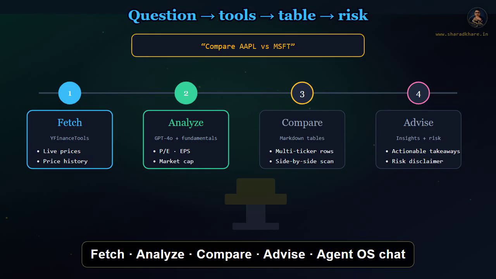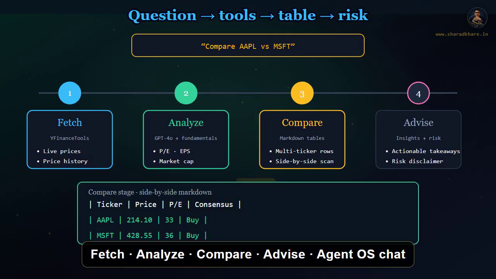On the screen, Agent OS gives you a chat interface, typically at localhost port 7777. Before we open it, keep this mental map: question in, tools fetch, model reasons, markdown tables out, risk disclaimer stays visible. Let me plant one concrete brief we will reuse.